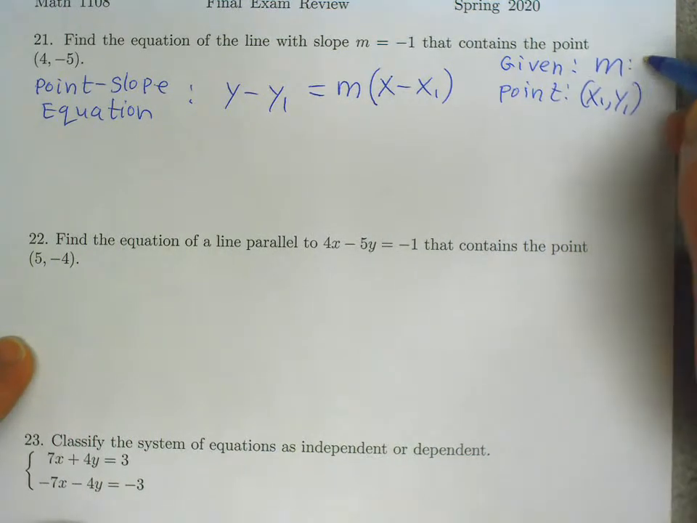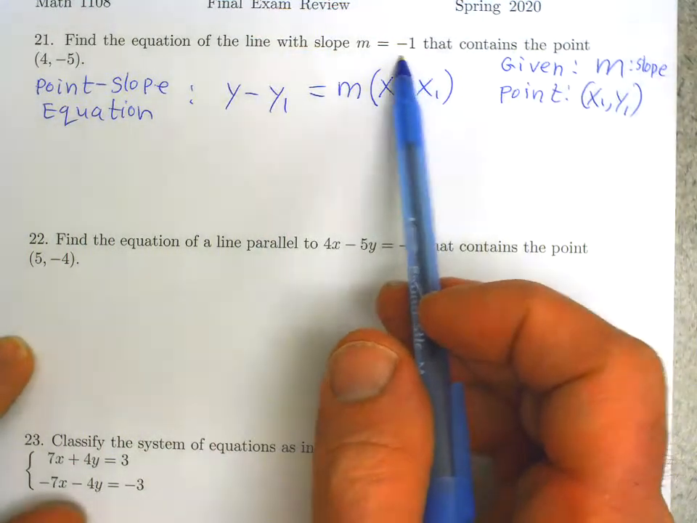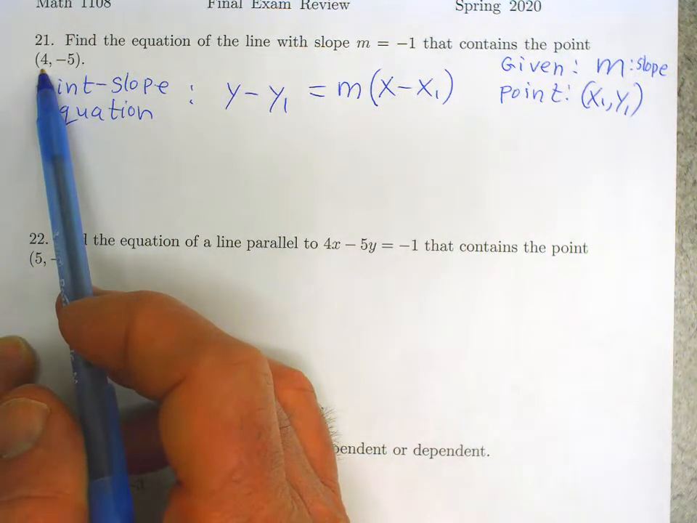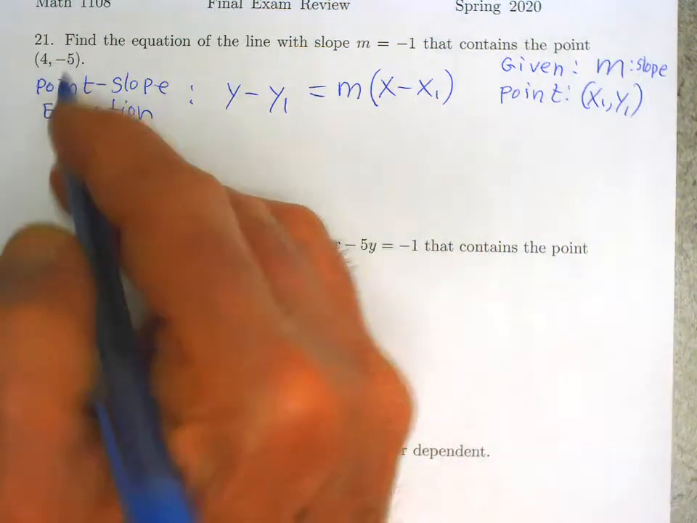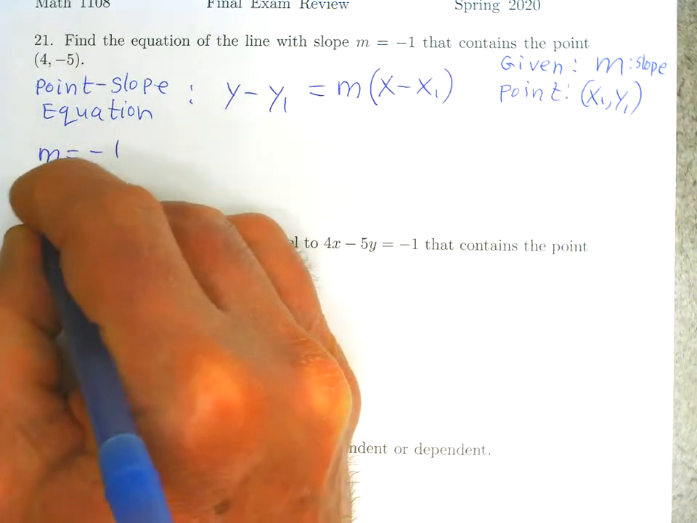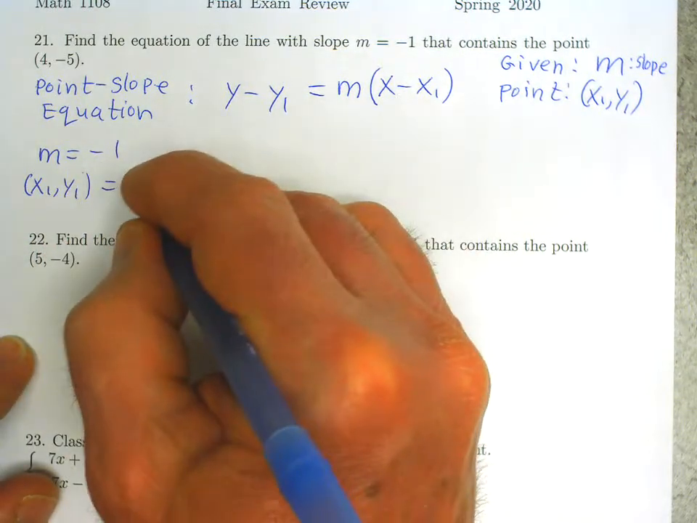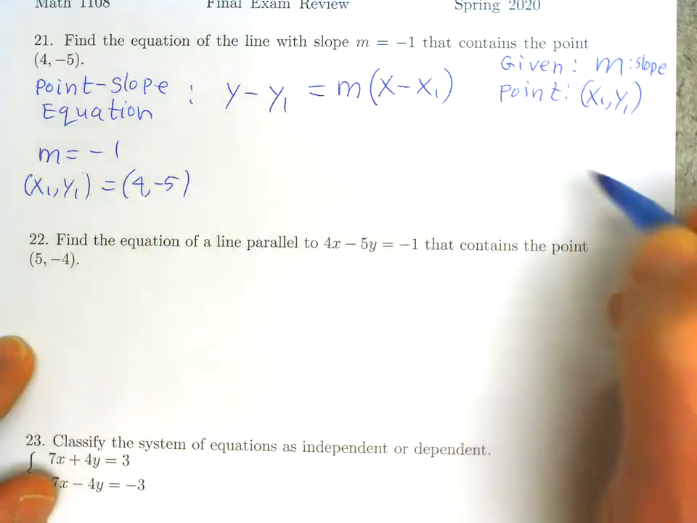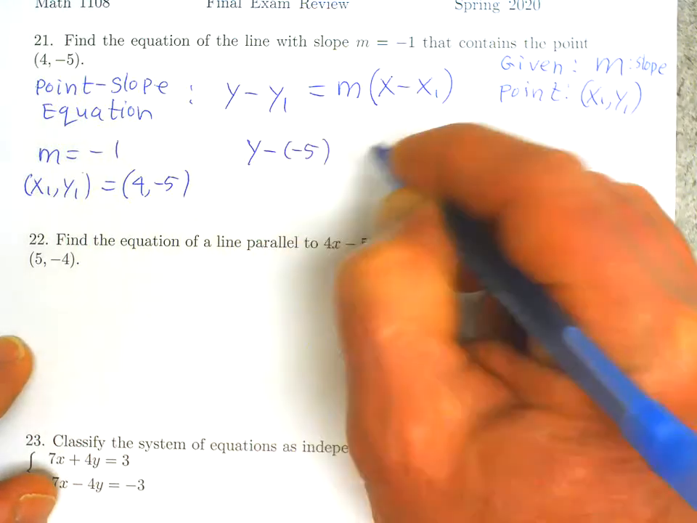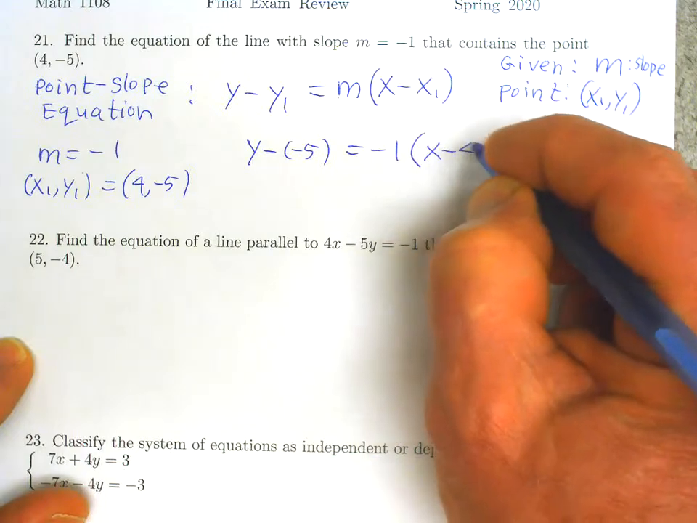So m is the slope. Okay, so we're given the slope, which is -1, and we're also given the x and y coordinates of a point that's on the line. So in this particular example, m is -1, and our x1, y1 is also given, 4 and -5. So the point slope equation is y minus -5 equals -1 times the quantity x minus 4.